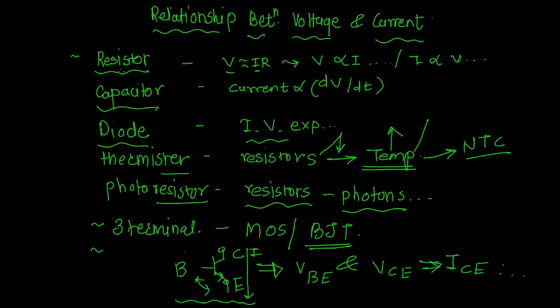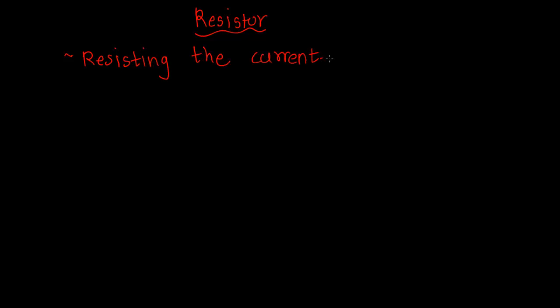Today's lecture we are going to talk specifically about the resistor. I want to change color. So resistor, let's write a big title. As its name suggests, a resistor has the characteristic of resisting the current. Okay, it's going to resist the current. That's a resistor.